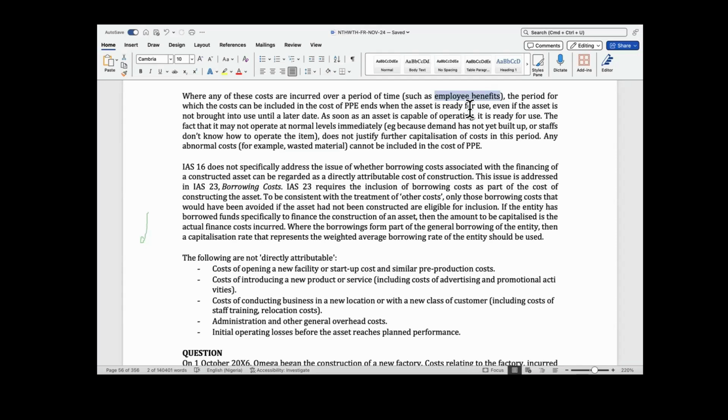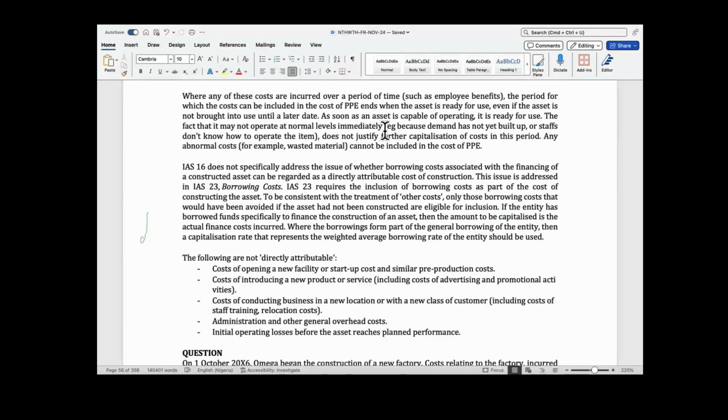Also, even if an asset is ready and you are now making losses, maybe the asset is not financially viable yet, and you are making pre-operational losses, you expense it. Don't capitalize that kind of cost. Or maybe when the asset was ready, you had to engage somebody to come and train your staff to use it. Don't capitalize staff training. It's not part of getting the asset ready. The asset is already ready, just that we don't know how to use it.